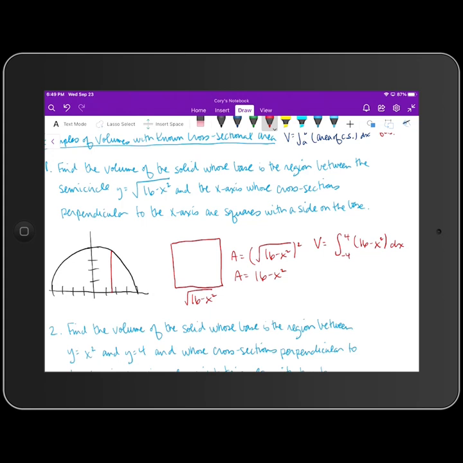So I don't have to multiply by pi or by 2 pi here because my cross section is not in the shape of a disc or a washer or the lateral area of a cylinder. But for all of the methods that we look at in this lesson, to calculate volume, we are integrating the area of a cross section.